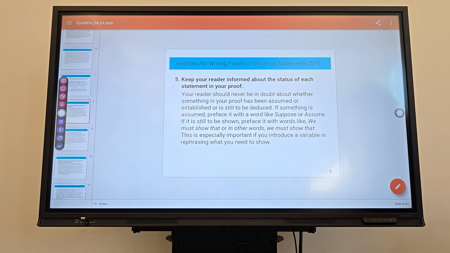Keep your reader informed about the status of each statement in your proof. Readers should never be in doubt as to whether something in your proof has been assumed or established or is still to be deduced. If something is assumed, preface it with assume or suppose. If it's still to be shown, preface it with we must show that, or in other words, we must show that. This is especially important if you introduce a variable in rephrasing what you need to show.